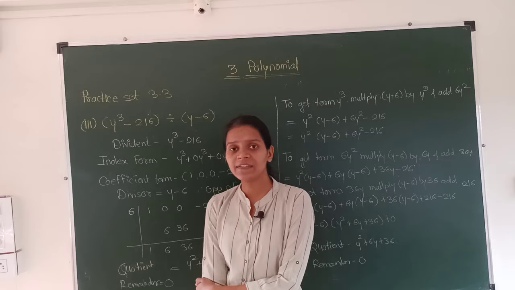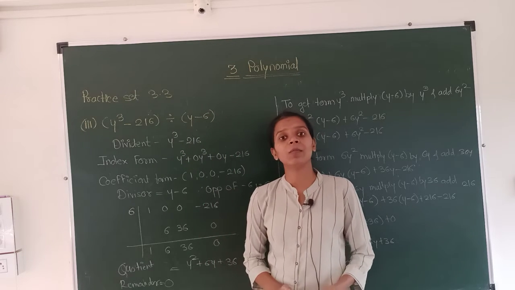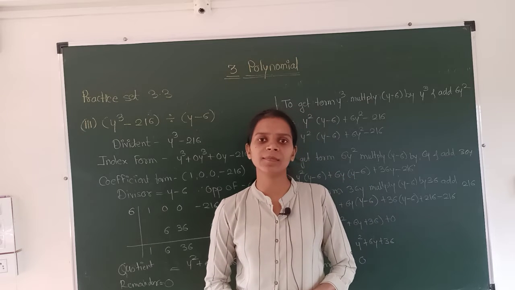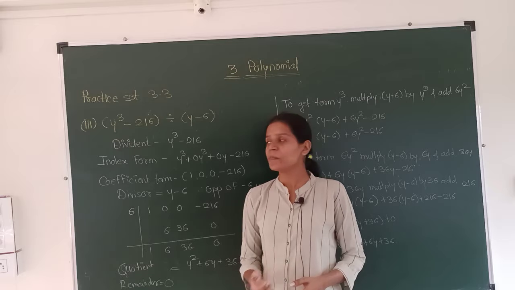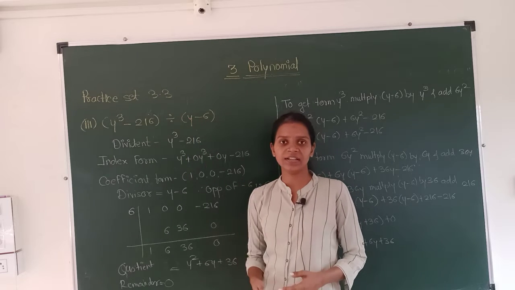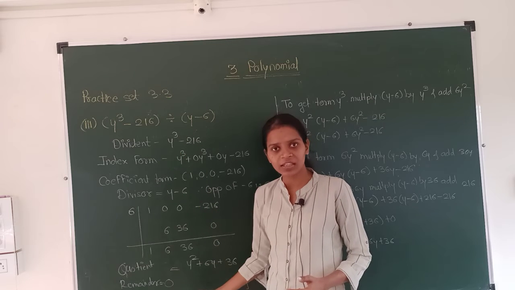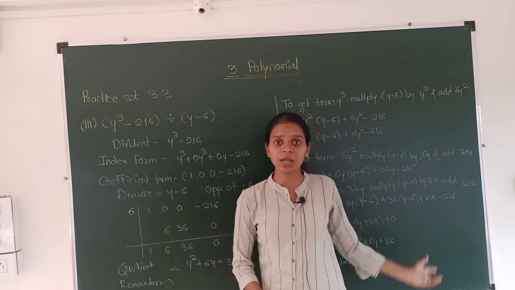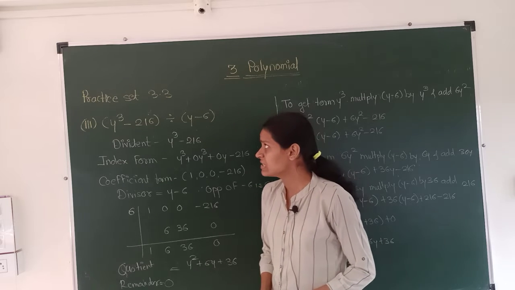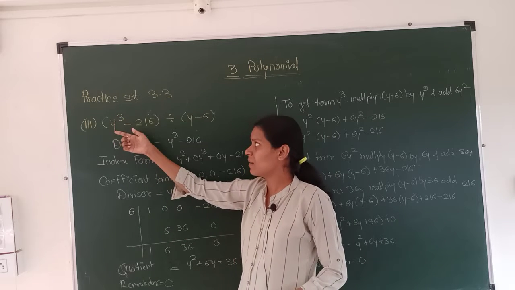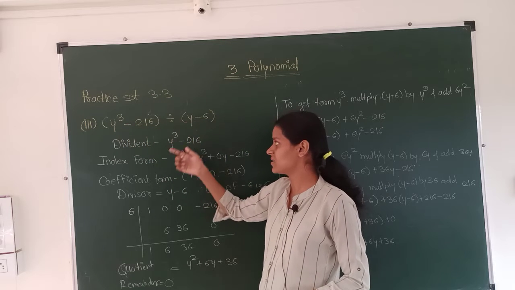Question number 3 is: divide the polynomial by both the methods, synthetic and linear method, and write the quotient and remainder. So the given polynomial is here and we have to divide it by both methods. First is the synthetic method of division and second one is the linear method of division, and we have to write quotient and remainder. The given example is y^3 - 216 divided by y - 6.